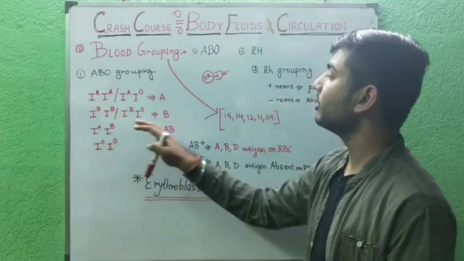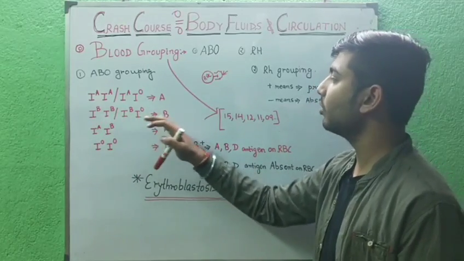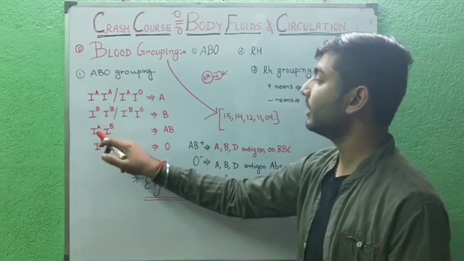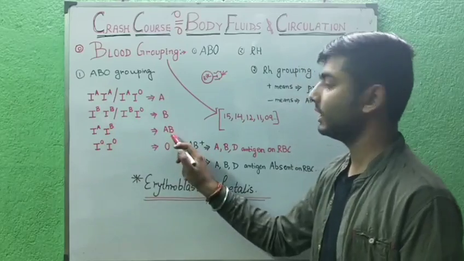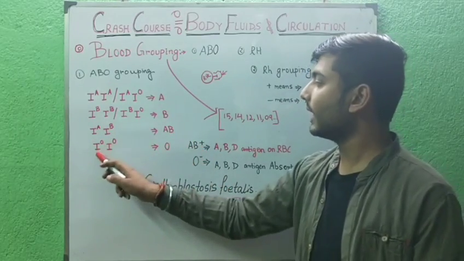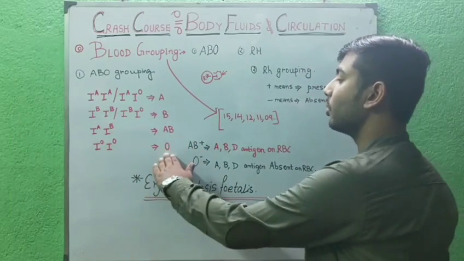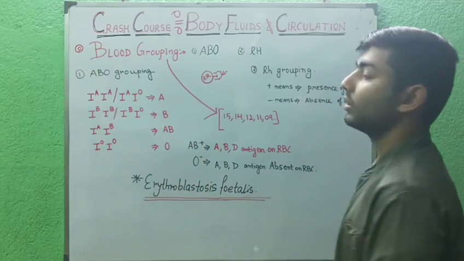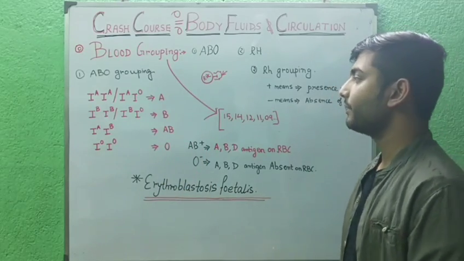Now IB will show B blood group, IO will show B blood group. When there is IA and IB, it will show AB blood group, while IO and IO will only show O blood group.